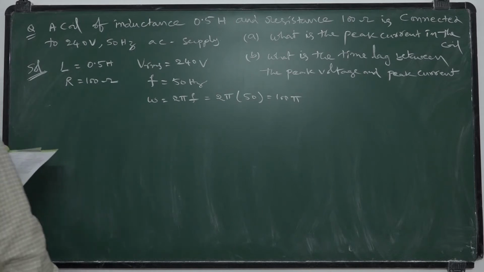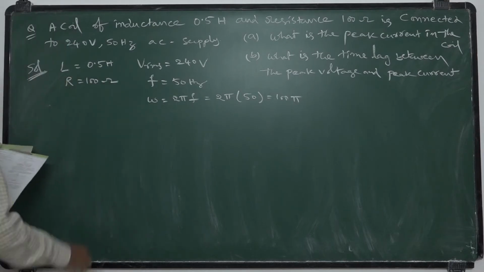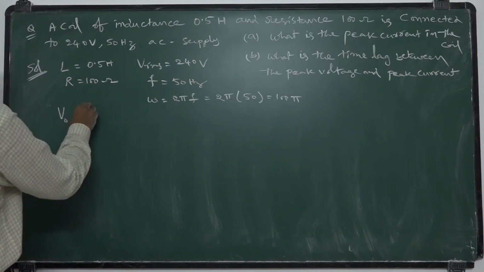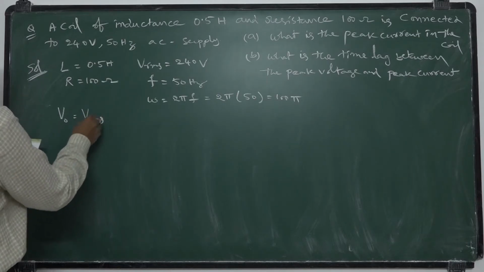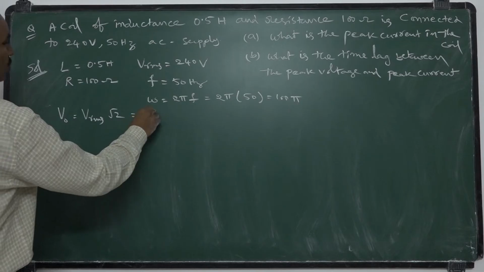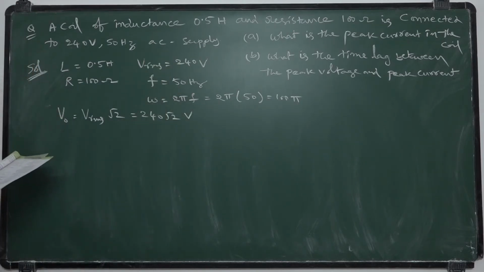So from the RMS value, you can find the peak value. So V naught is equal to, Vrms is equal to V naught by root 2. So the root 2 will go this side. That is 240 root 2 volts. That is the peak value of EMF.